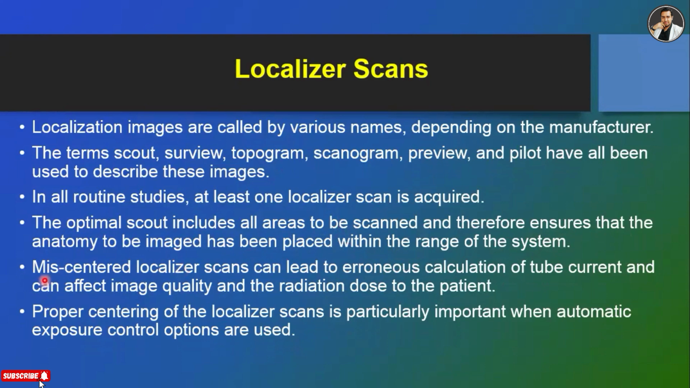Miscentered localizer scans can lead to erroneous calculations of tube current and can affect image quality and the radiation dose to the patient. If we do not center properly, then we will not get a proper localizer.